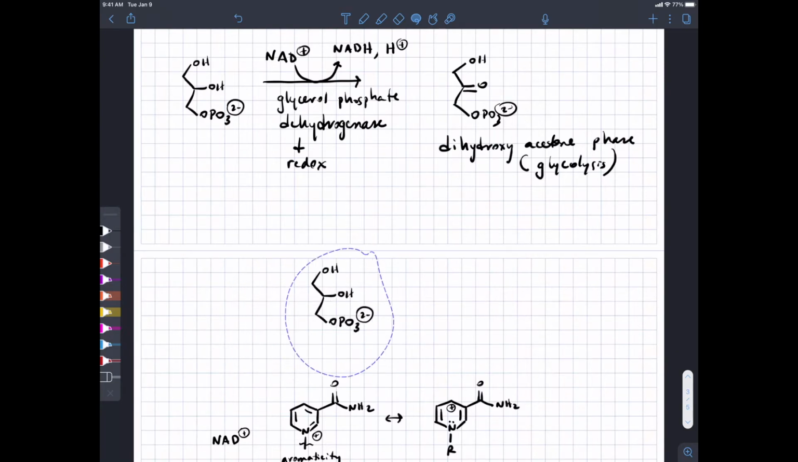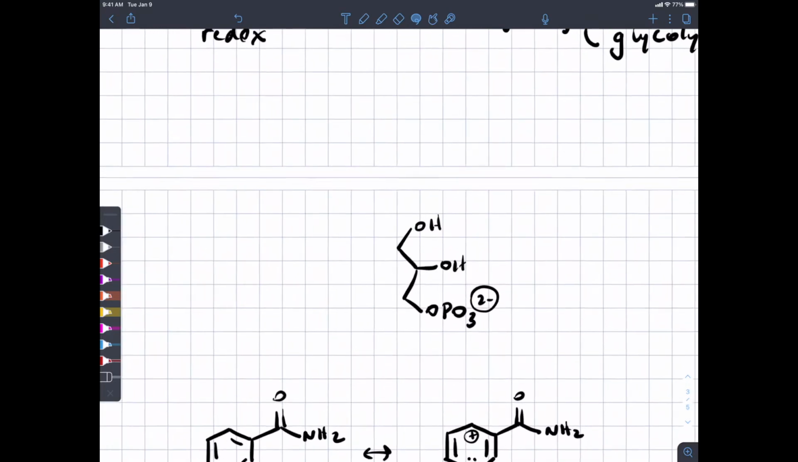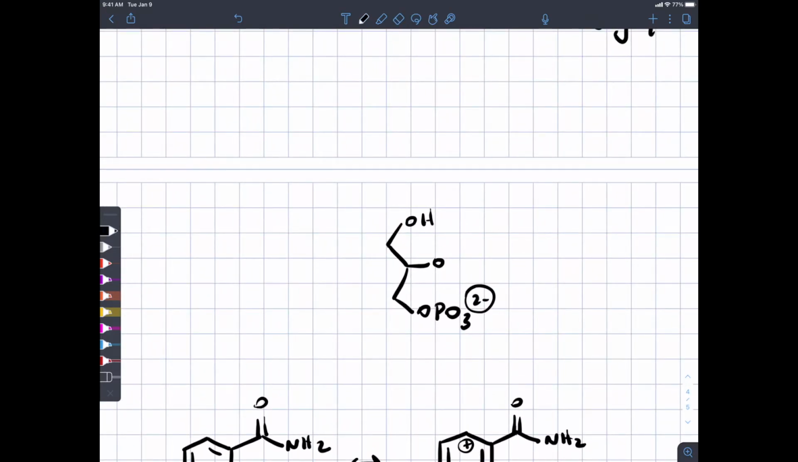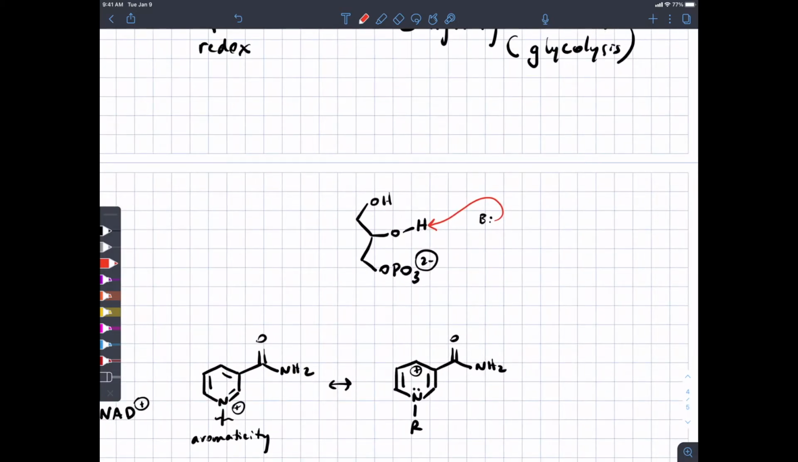So the mechanism of this oxidation step is going to start with glyceraldehyde 3-phosphate, and you're going to have a base, probably from the enzyme, remove a proton from the secondary alcohol. We're not going to draw an intermediate there. We could draw a negatively charged oxygen. But we're going to have electrons from that oxygen-hydrogen bond kick down to form a new pi bond, and then we're going to have hydrogen leave with its electrons.